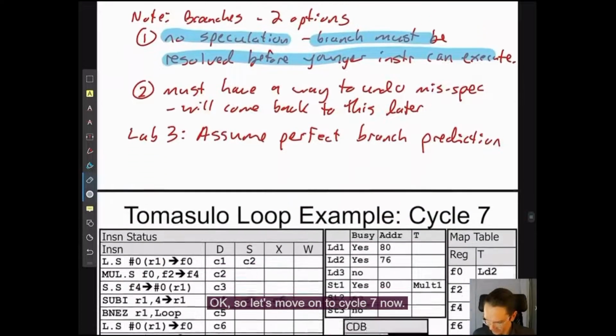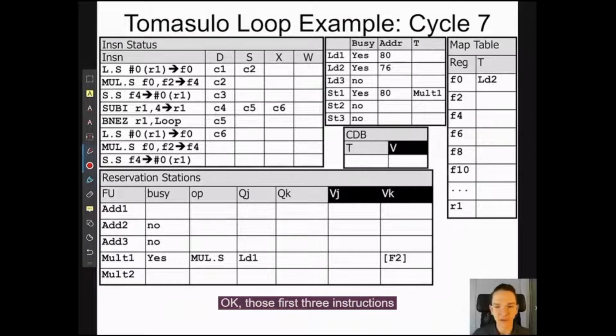Okay, so let's move on to cycle 7 now. Those first three instructions are held up for the same reasons we keep seeing. The load is still executing, and the multiply and store form a chain of dependencies. Now we've reached the write back of the subtract instruction because it's a simple single cycle operation. So we want access to the CDB. There's not a structural hazard. It's not in use by any other instruction concurrently. And so the CDB broadcasts the tag of this instruction and its value. It was 80 minus 4, so it's broadcasting a value of 76.